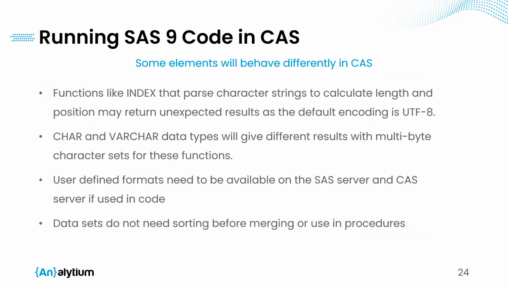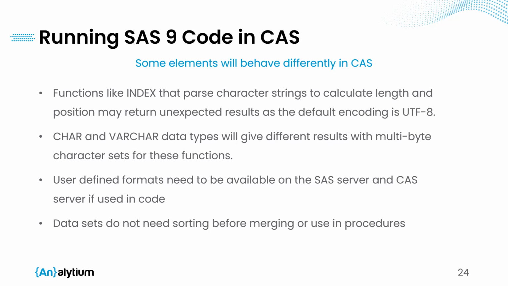Some elements of SAS 9 code will actually behave differently. One of the other differences in CAS is that the default encoding is UTF-8 rather than Latin, I think, which was the old one. Functions that parse character strings, like index, may return unexpected results. You've also got different data types. Previously just numeric and character, but we've now got varchar, which is there partly to take advantage of some of the differences in cloud infrastructure. But those char and varchar data types may give different results because you have multi-byte character sets, particularly with the character functions. So those are things to watch out for.